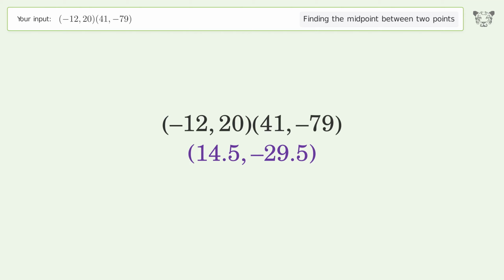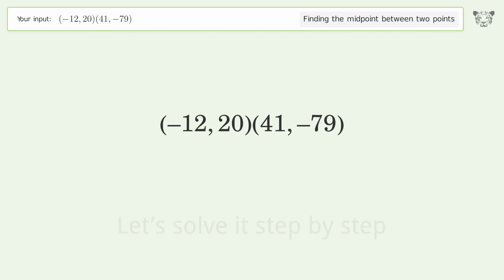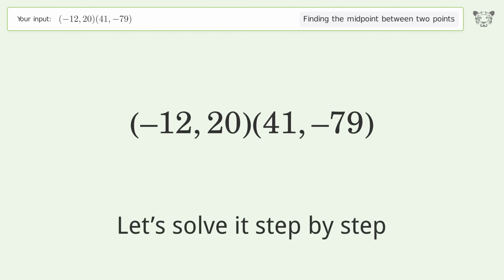You ask Tiger to calculate. This deals with finding the midpoint between 2 points. The midpoint between the 2 points is 14.5, negative 29.5. Let's solve it step by step. Plot the 2 points and calculate the midpoint using the formula.